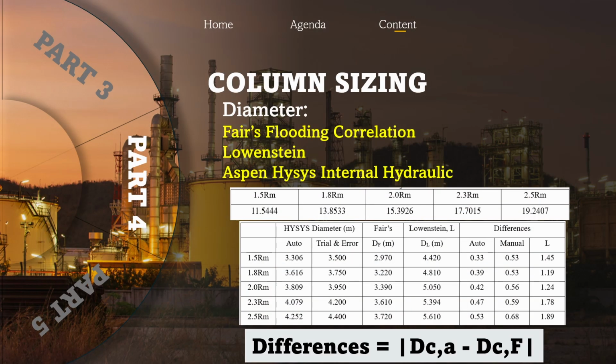These are the results tabulated for column diameter sizing accounted for flooding using FAS, Lowenstein, and Aspen HYSYS. And FAS will act as the basis for the differences, as shown in the slide's equation. It can be seen that the Aspen HYSYS calculation of diameter is very near to FAS, due to the selection of the tray being a sieve tray, and FAS specifically focuses on sieve tray or valve tray diameter.